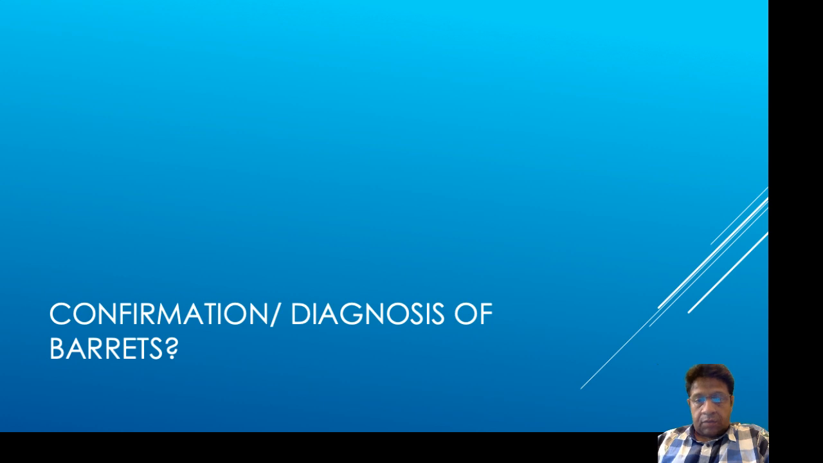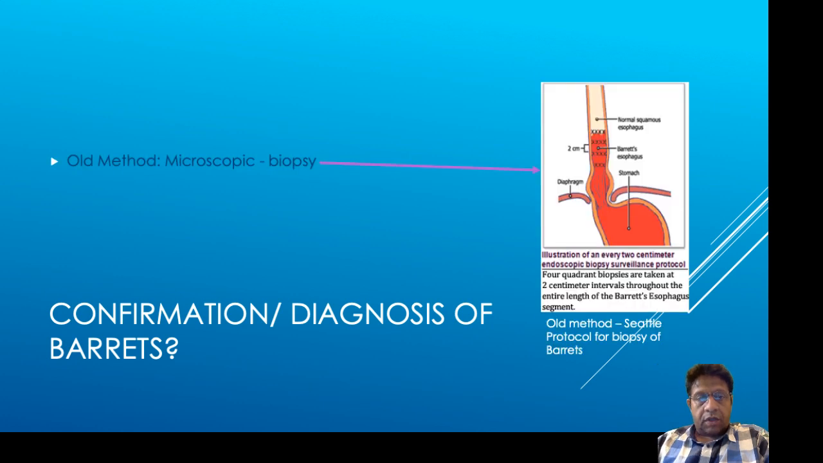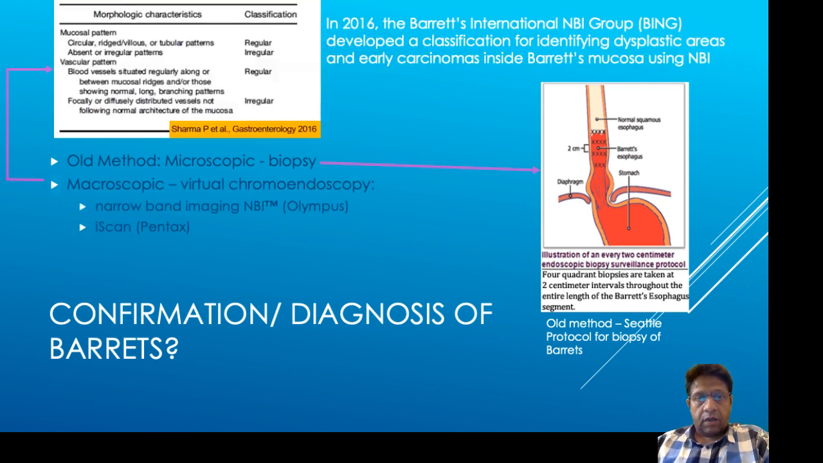Then what about confirmation? The old method was microscopic biopsy, whereby we'd use the Seattle protocol and take biopsies at 2 centimeter intervals and take 4 quadrant biopsies. And this can be quite tiresome and requires a lot of extensive histopathological involvement.